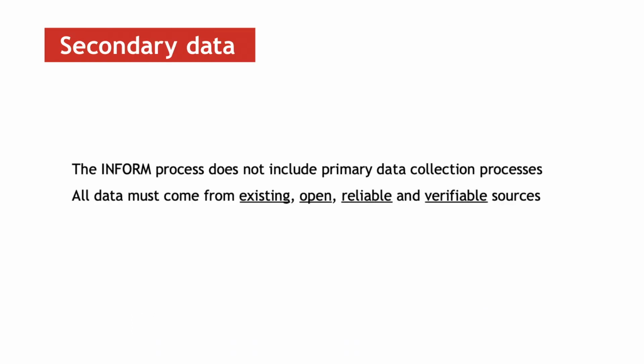The INFORM process does not include primary data collection. All data for the module must come from existing, open, reliable, and verifiable sources. The subnational model is only as strong as the secondary data that feeds the calculations. Subnational leads must determine if there is a critical mass of suitable data before initiating the process.